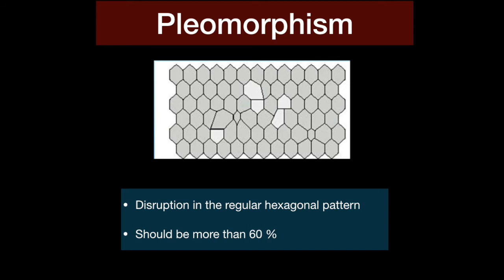Next we come to pleomorphism. Pleomorphism is basically significant disruption in the regular hexagonal pattern of the endothelial cells that causes decrease in endothelial mosaic stability. So if a patient's corneal endothelium demonstrates less than 60% of hexagonally shaped cells, he or she is considered to have clinically significant pleomorphism. Because of its effect on the fluid barrier function of the endothelium, presence of pleomorphism increases the patient's risk of postoperative corneal edema.